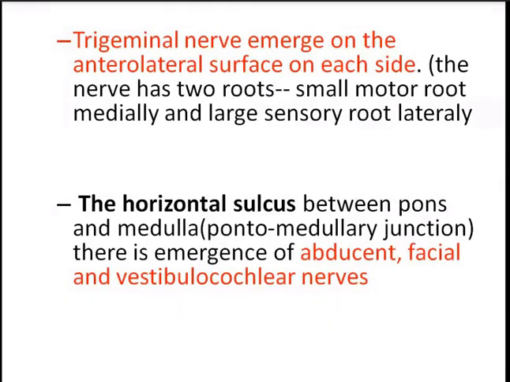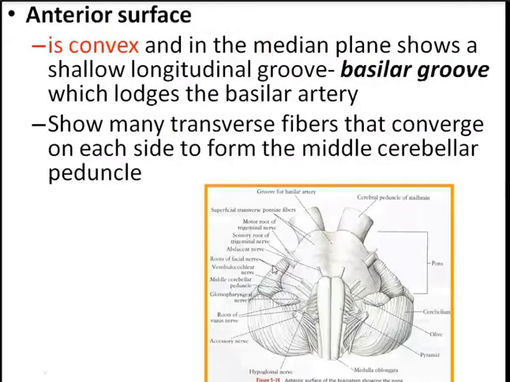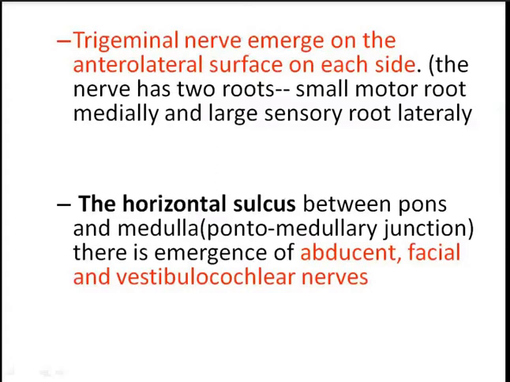Yes, ma'am. Okay, so among the important features in the ventral surface of the pons here is the trigeminal nerve. This is another important feature in the ventral surface of the pons. It emerges on the anterolateral surface on each side of the basilar groove. The nerve has two roots, the motor root and the sensory root. So the trigeminal nerve is a mixed nerve.